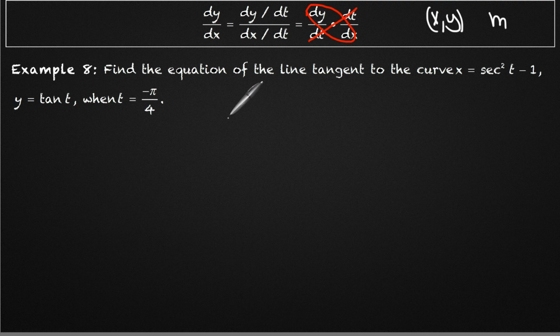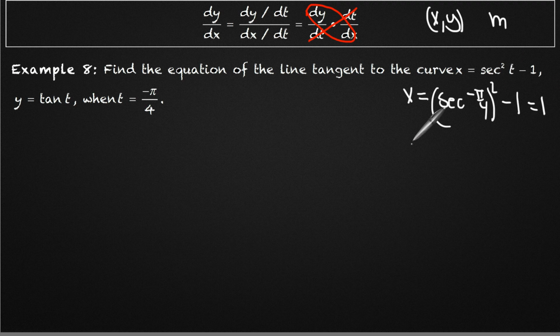When t is negative pi over 4, you're going to plug that in to this x parametric equation to get the x. So x is going to equal secant of negative pi over 4 squared minus 1. Now, you can do this on your own. I trust that you're able to find the secant of negative pi over 4. That's going to be root 2. And so therefore, when you square root 2, you're going to get 2 minus 1, which is 1. All right, for the y, you're going to simply just plug in the tangent of negative pi over 4. So negative 45, so it's in the 4th quadrant. So the tangent of that's going to be negative 1. So we have our ordered pair. Our ordered pair is going to be 1, negative 1.